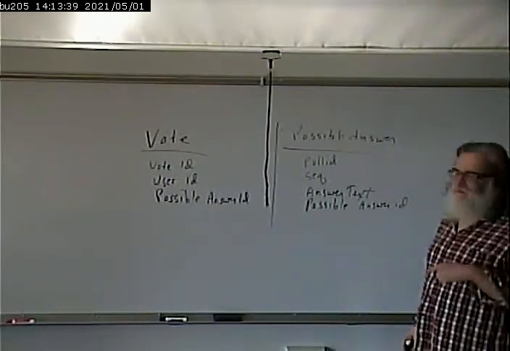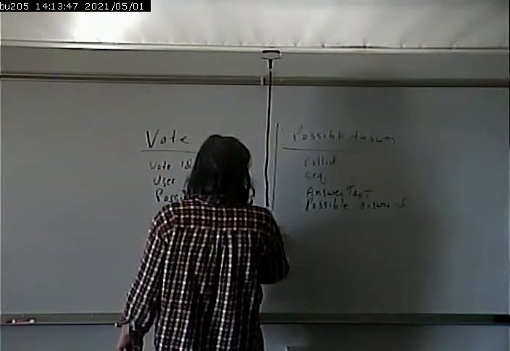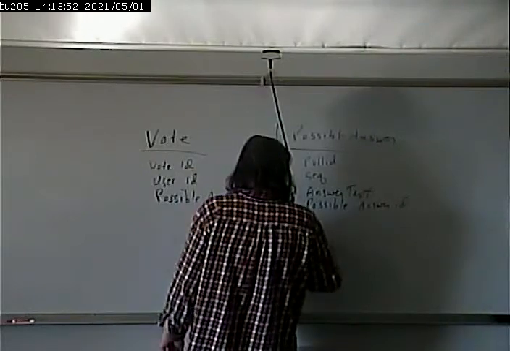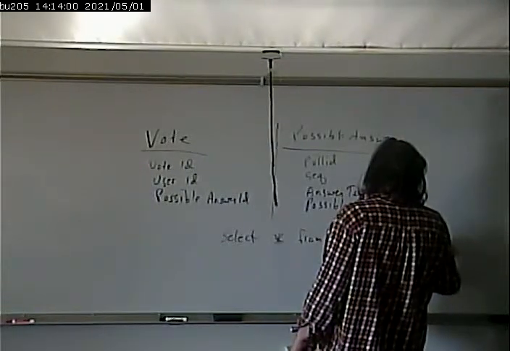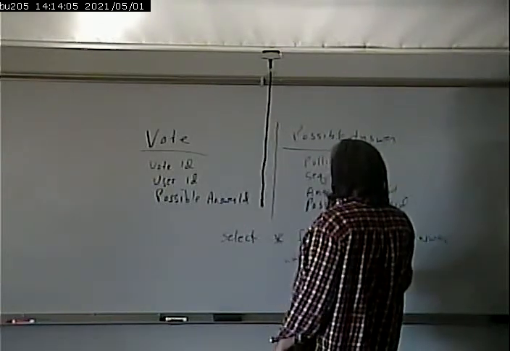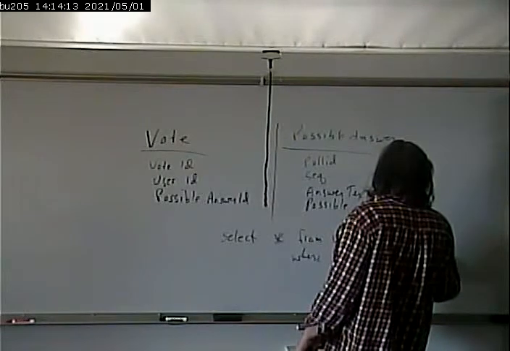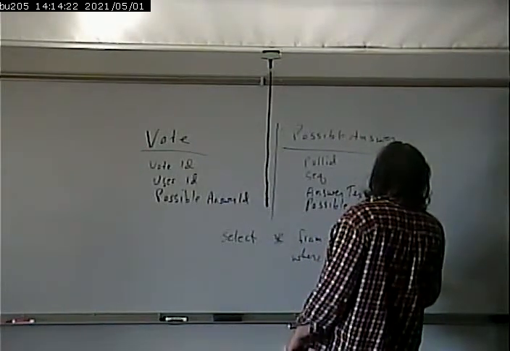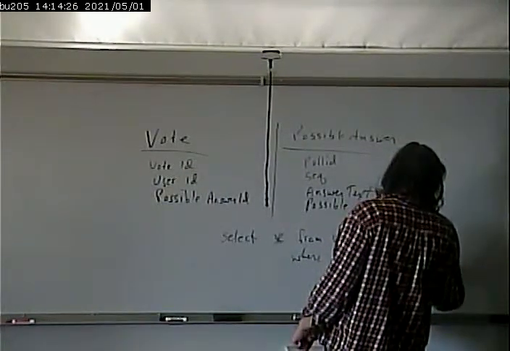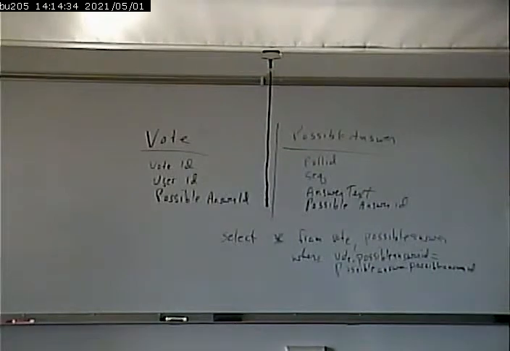Okay, if I were to say this: select star from vote, possible answer where vote.possible answer ID equals possible answer.possible answer ID. That's a step in the right direction, but it's also, I hope, clearly wrong to you. What is wrong about this?